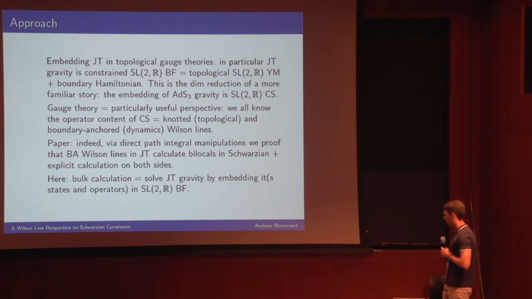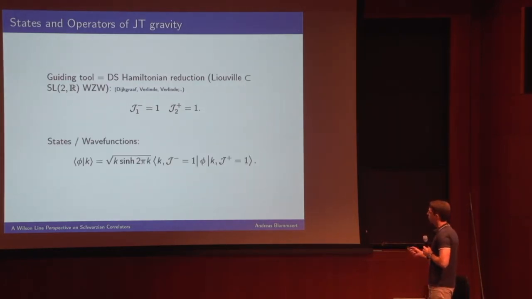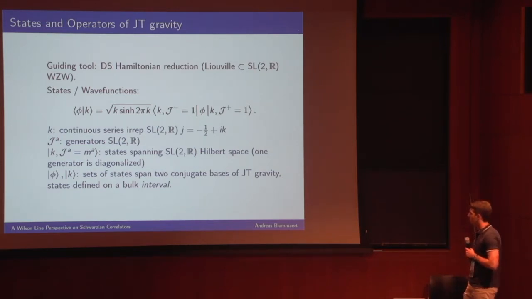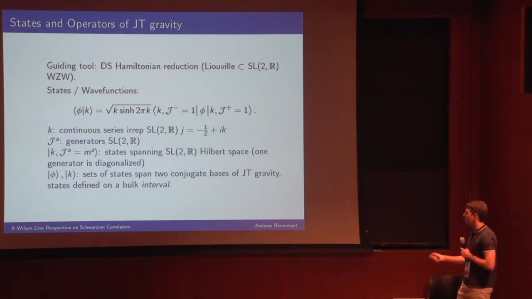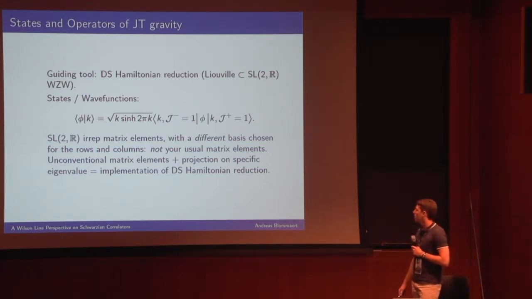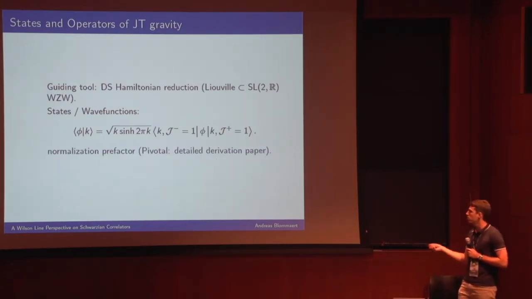Here I will basically review the bulk calculation, i.e. solve JT gravity on a disk by embedding its states and operators in SL2R BF. The guiding tool is a Drinfeld-Sokolov Hamiltonian reduction, resulting in the following states and wave functions. The bras and kets on the right-hand side are states in the SL2R Hilbert space. The bras and kets on the left-hand side span the Hilbert space of JT gravity, and their states are defined on an interval. Notice the matrix element on the right-hand side, which is an SL2R matrix element. Different bases were chosen for the bra and the ket, so these are not what you would usually call matrix elements of the group. All this is implied by the Drinfeld-Sokolov Hamiltonian reduction. Also, there's a prefactor that is really important.